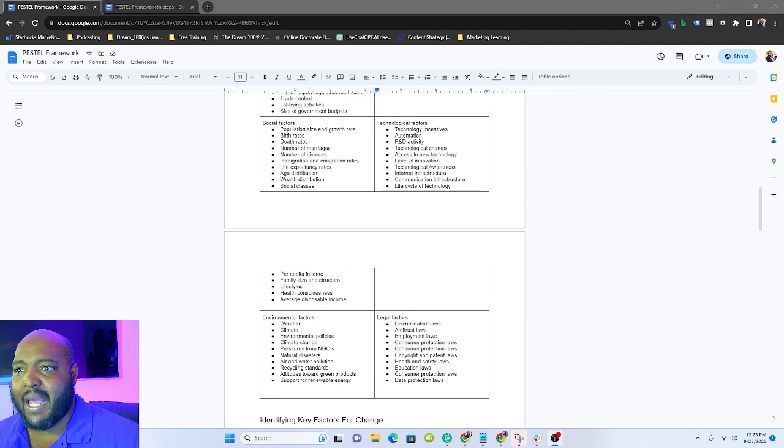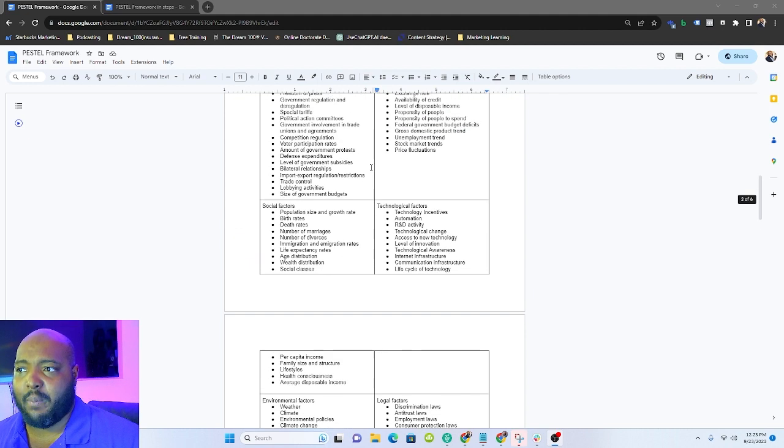Mind you, it's not as easy as just picking one. You're going to pick one, but you're also going to do research in that area and think about what are some technological advances? What are some changes? What are the changes in birth rates? What are the changes in marriage rates? And how could that potentially impact my business?